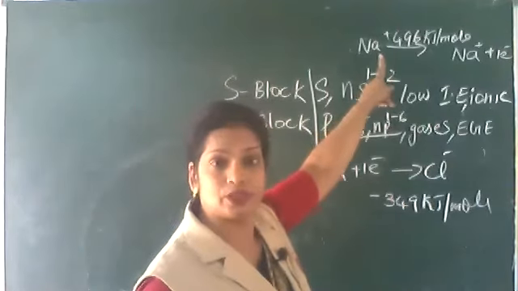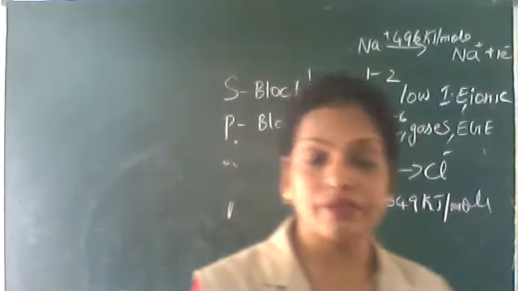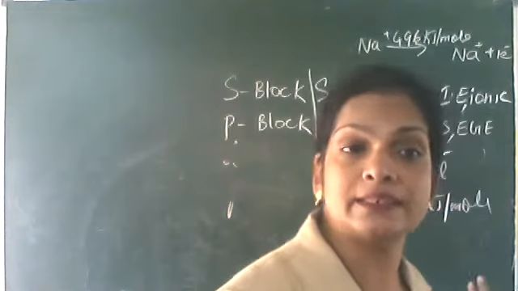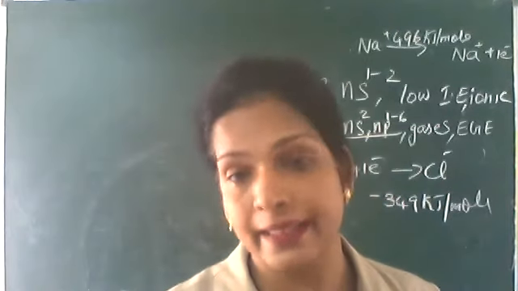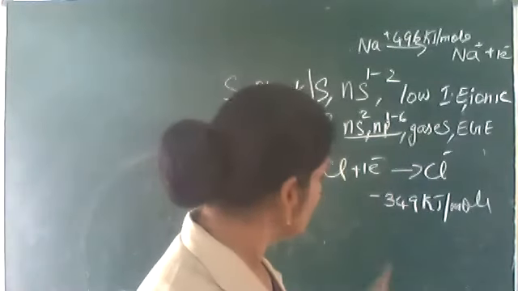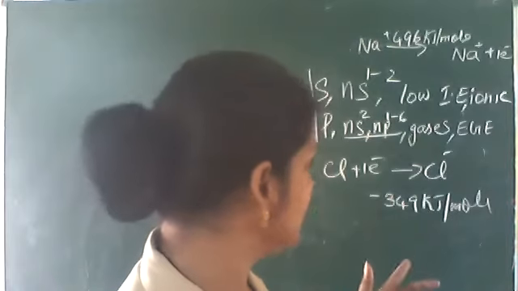Required means plus charge. So this is what is known as electron gain enthalpy, the amount of energy released when a neutral gaseous atom takes one electron to it. That is called electron gain enthalpy. So they will be taking electrons and release energy.